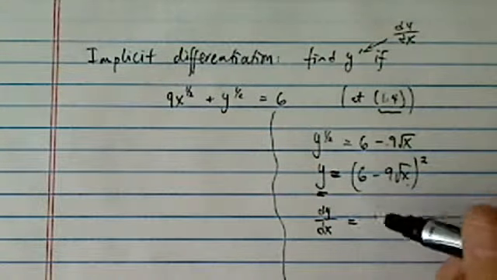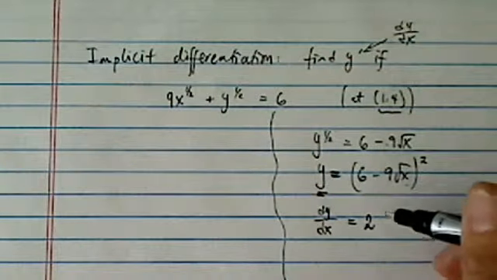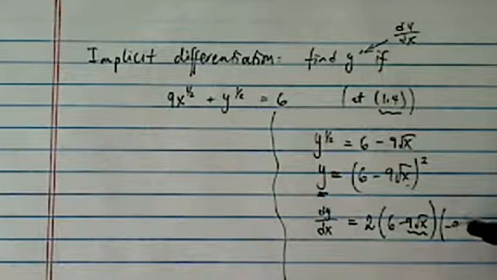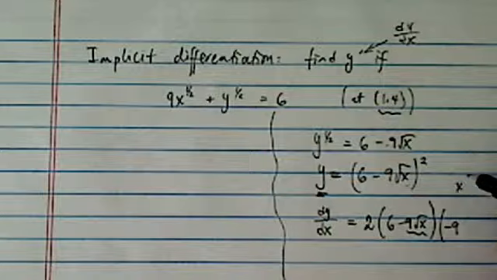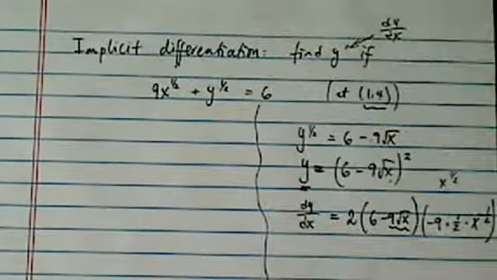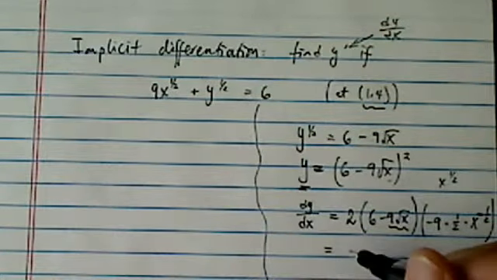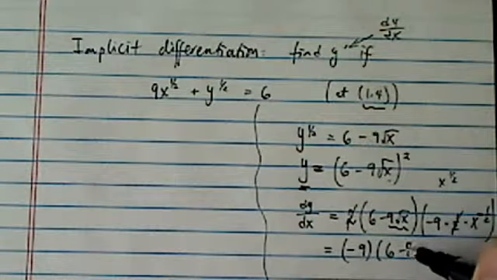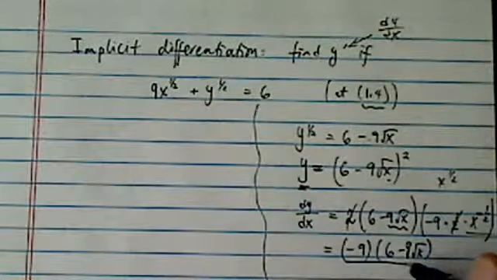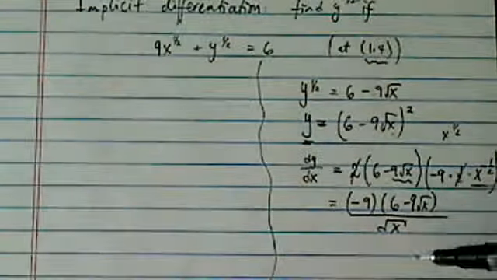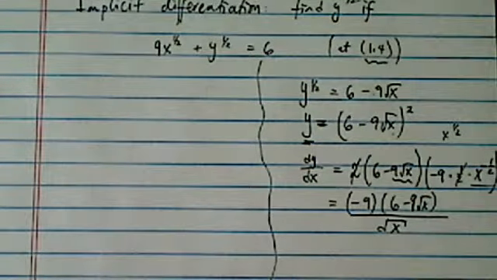All right, dy/dx here, we're going to use chain rule, power rule first. 2 times 6 minus 9 radical x. I'm going to take derivative of this term, which is minus 9. And then the x is really x to the half, so times half times x to the minus half. It's pretty messy, but you gotta do what you gotta do. Let's simplify a little bit over here. This one cancels off, so I have minus 9 times 6 minus 9 radical x. This one is really radical x, so I'll just leave it here. I'm not going to bother to rationalize it and make it pretty, but let's leave it here and let's see what we're going to do implicitly.